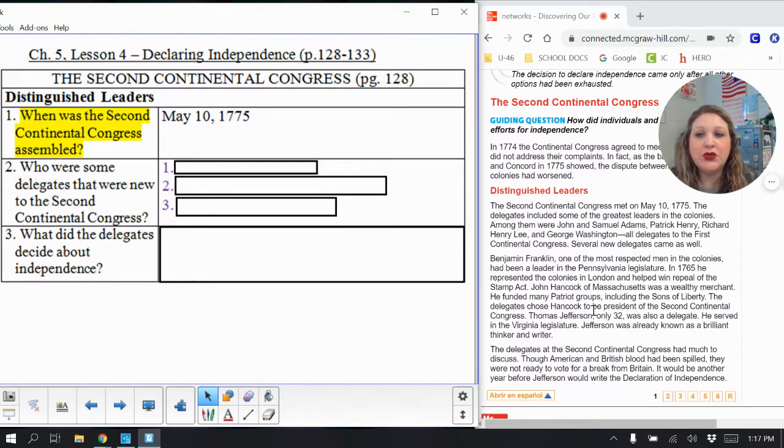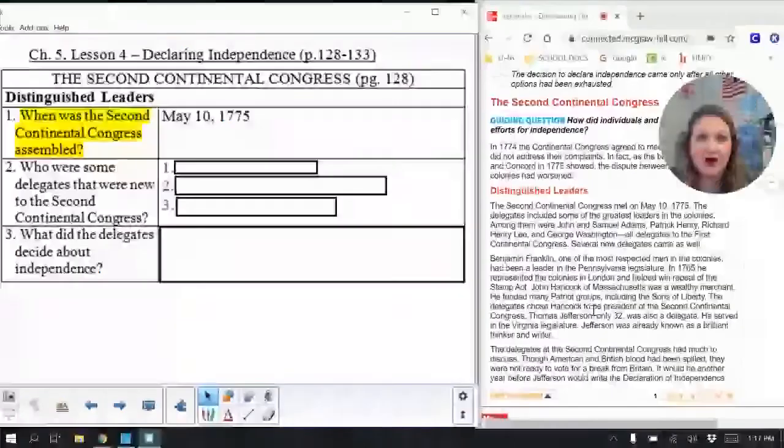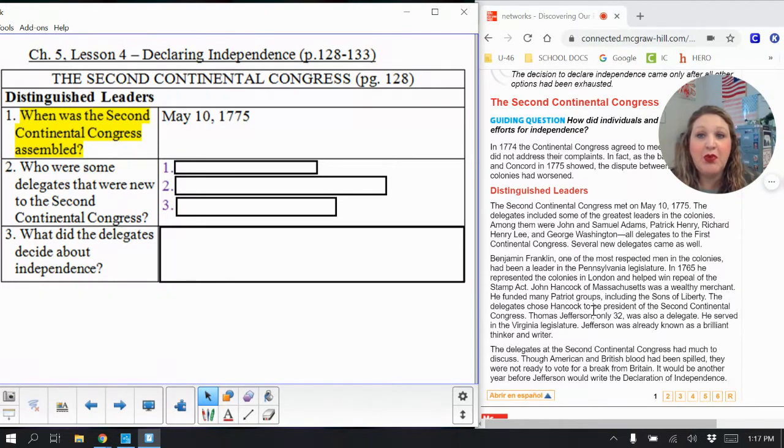So number 2 says, who were some delegates that were new to the Second Continental Congress? And in that paragraph that I read, it listed off some of the members who were still part of the Continental Congress, but they actually were elected for the First Continental Congress. So they're members who are staying on the Congress. And this is asking about new members. So we're going to read on to find who our new members are.